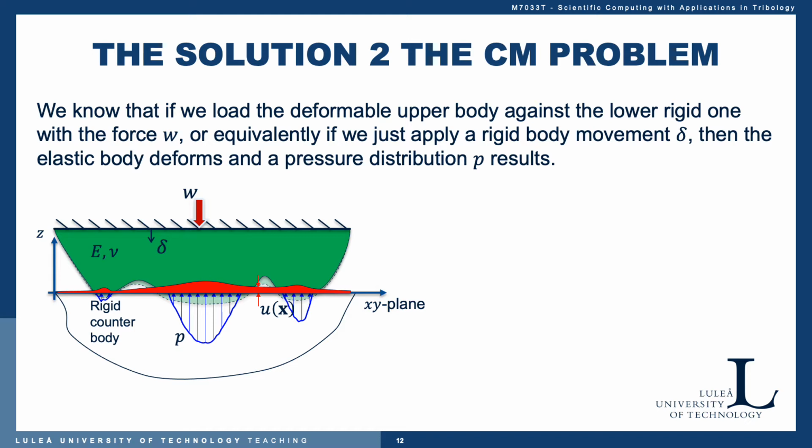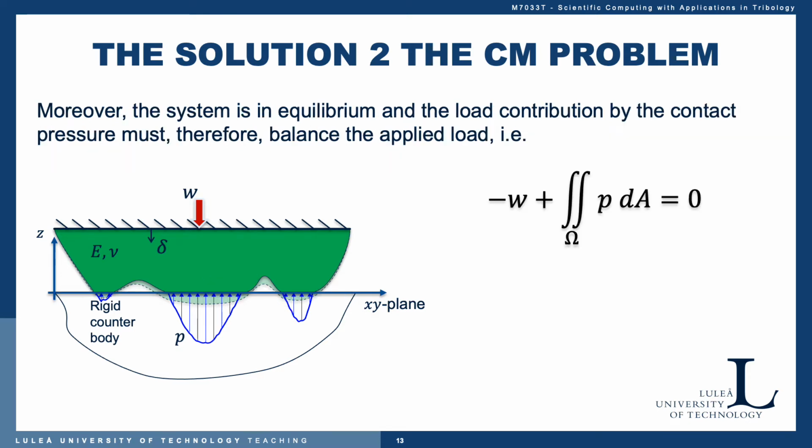Moreover, there will be a pressure distribution resulting from this, and actually, since the system is in equilibrium, the load contribution by the contact pressure must balance the applied load, and we have the following force balance equation, where minus W, since W acts in the negative z direction, is counterbalanced by the integral of the pressure over the whole domain. And this gives us our equilibrium equation.